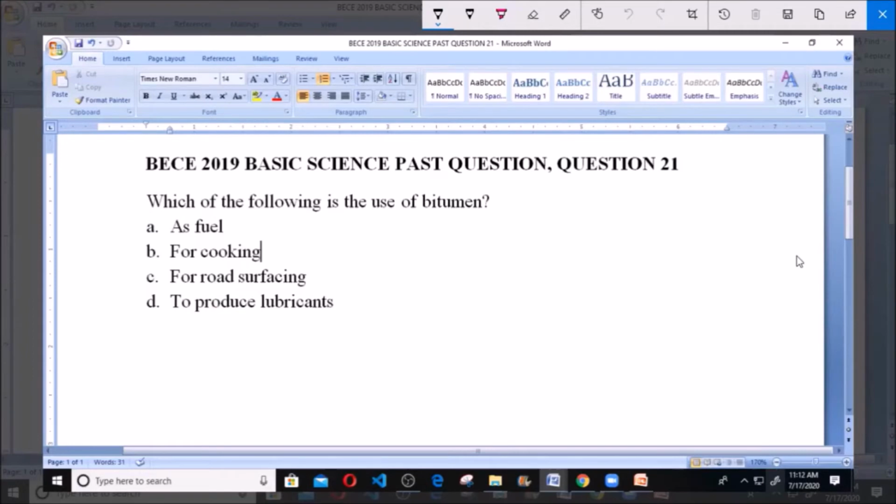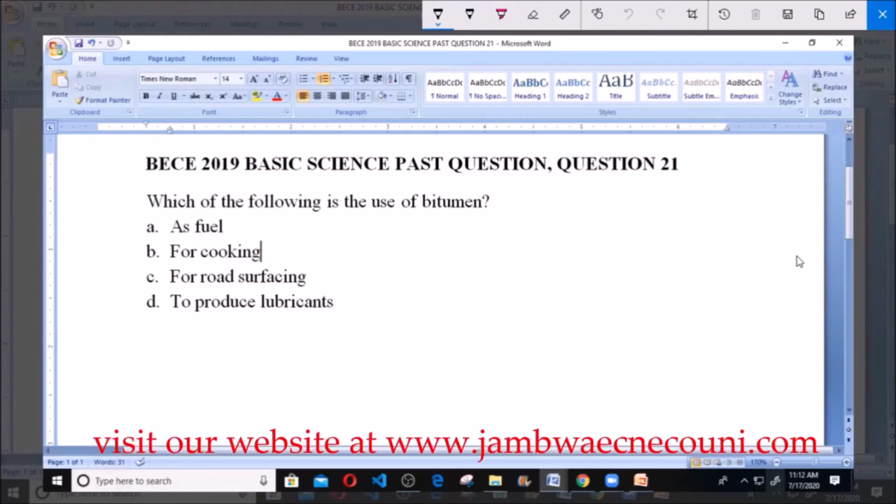Hello, welcome. So today we're going to be looking at BECE 2019 Basic Science Past Question, question 21. Which of the following is the use of bitumen? A. as fuel, B. for cooking, C. for road surfacing, and D. to produce lubricants.